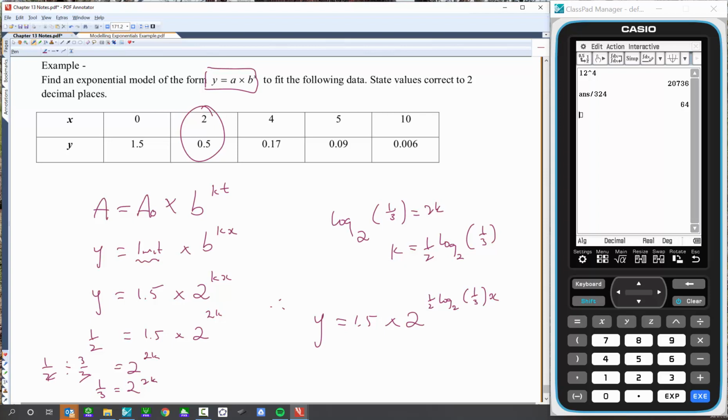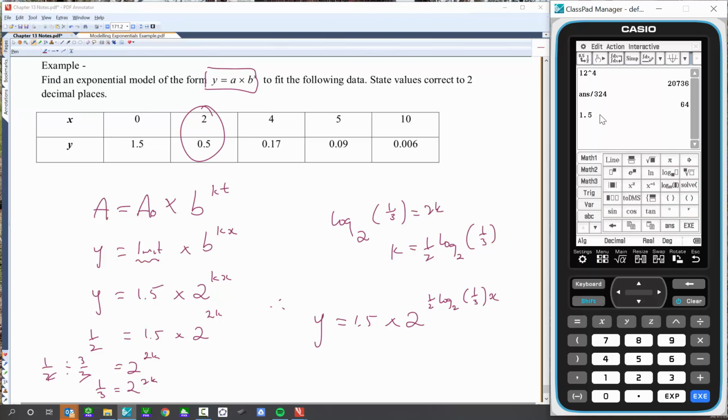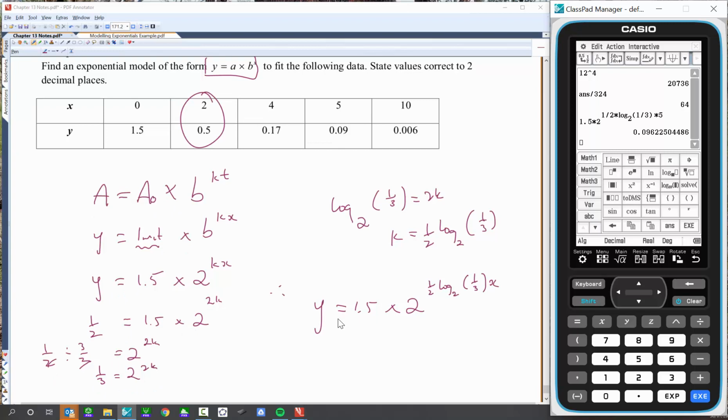All right, let's just try it out to see whether that is going to work for us. We're going to type in 1.5 multiplied by, now our base is 2, hit the power button, not the line button, and we're going to go half multiplied by log, which is shift 6 for the log template, base 2, 1 on 3. And our x, let's just try it out for x equal to 0. So times 0. Good, that's a good sign. Put in 2, let's see what happens. Should be 0.5. It is. Put in 4. Should be 0.17. Pretty close. 5, etc. So we have hit the model. All right, so there is one possible model.